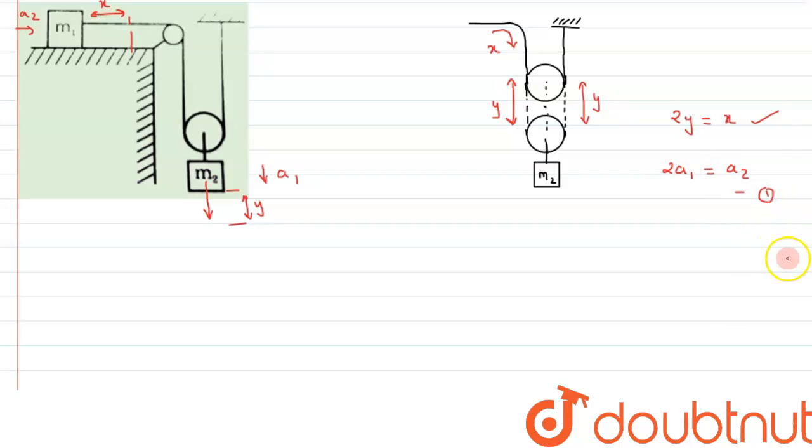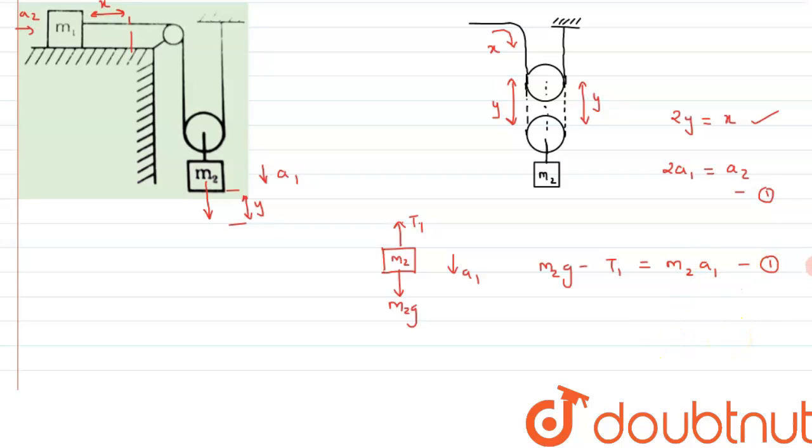Let's say this is our equation number 1. Now what we can do is make the FBDs of the figure. Let's take first mass M2. If we make the FBD for M2, its weight M2G will be acting in the downward direction, and we have supposed its acceleration is A1, and above it let's suppose the tension is T1. So from here we can write the equation M2G minus T1 is equal to M2A1. Let's say this is our equation number 1.